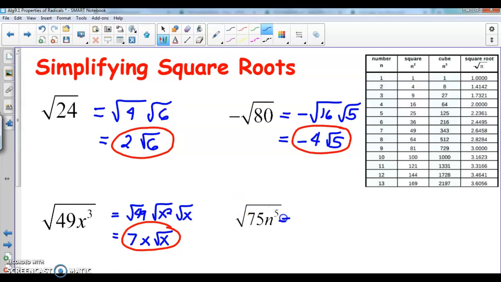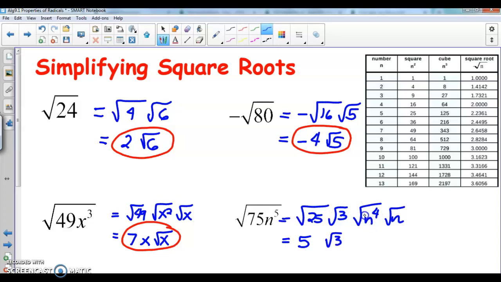Alright, so 75 is 25 times 3, right? Now n to the fifth power can be broken down into, so what's the highest even power you can take out from n to the fifth power? It's going to be n to the fourth, right? And then you separate the remainder, n. So square root of 25 is 5. Okay, 3 is not a perfect square.